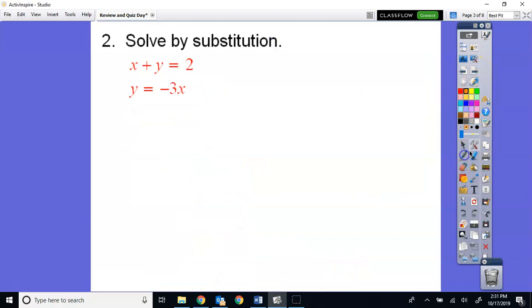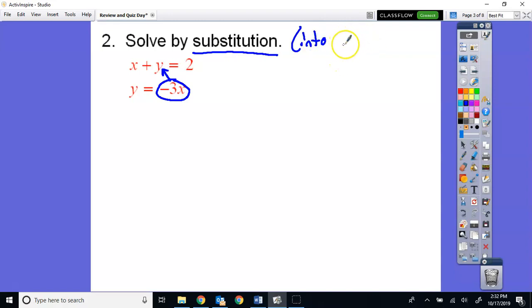The substitution method. Substitution method says I take one of these equations and get y by itself or x by itself and plug the answer into the other equation. That's why it's called the substitution method. You'll notice on this one, it was perfectly set up for substitution, meaning this equation is already solved for y. So if I know that y is already equal to -3x, I can take that and plug that into the other equation.